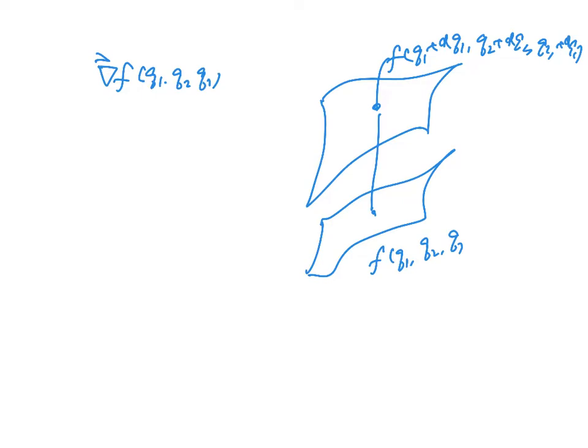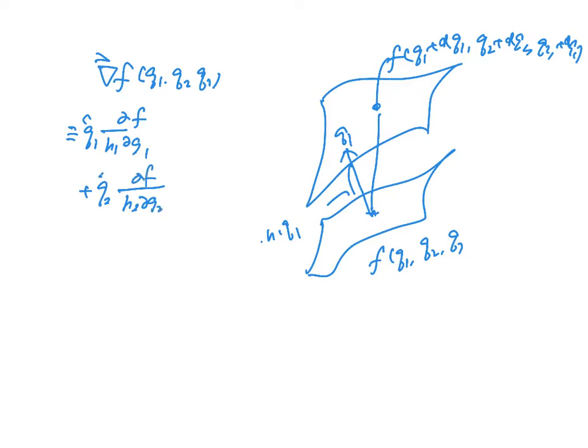So say if this is q1 direction, this distance must be h1 dq1, right? So this is defined as q1 h1 partial f over partial q1, plus q2 h2 partial f over partial q2, plus q3 h3 partial f over partial q3.